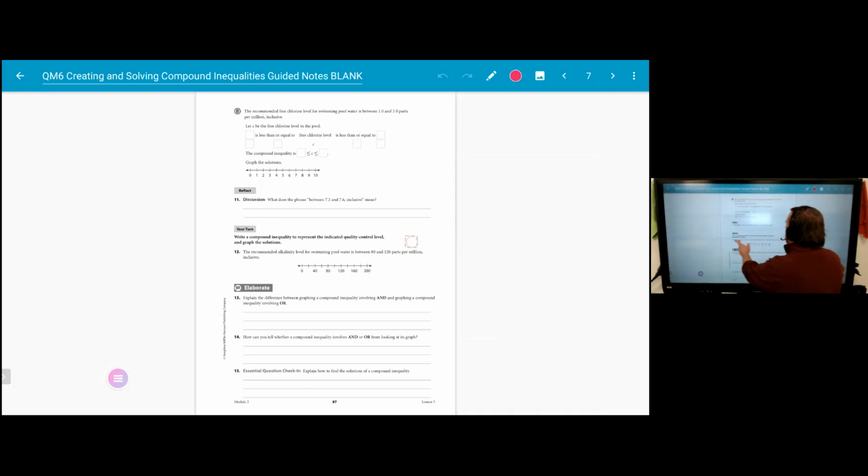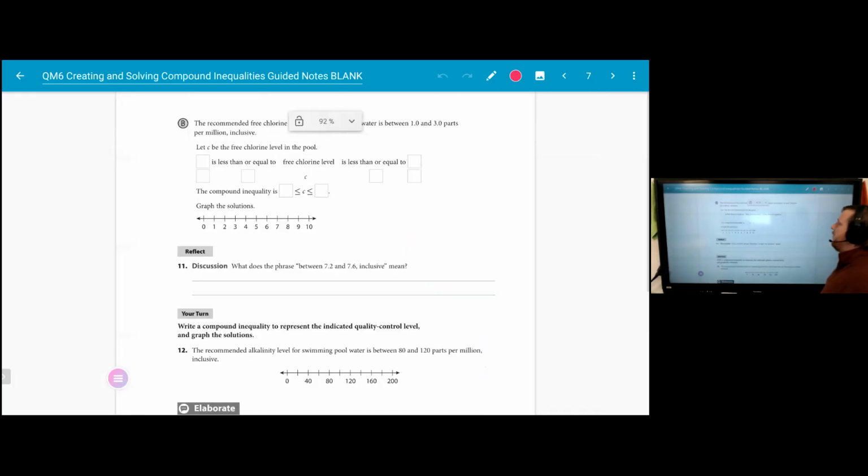Let's look at part B. The recommended free chlorine level for swimming pool water is between 1.0 and 3.0 parts per million inclusive. There's that inclusive again, means or equal to. Let C be the chlorine.